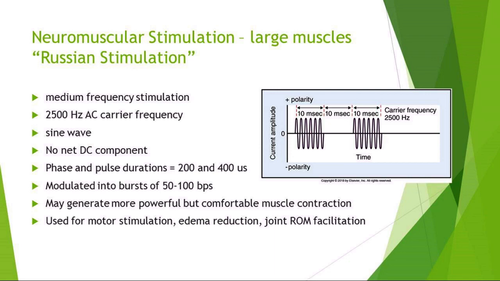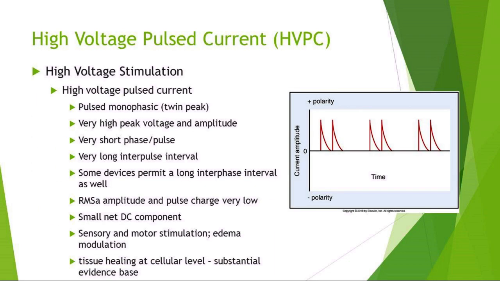So Russian stim is used for motor stim, edema reduction, and joint range of motion facilitation. High voltage pulse current, you can use it for lots of things. It's often used for wound healing, tissue healing at the cellular level. There's a substantial evidence base for that.